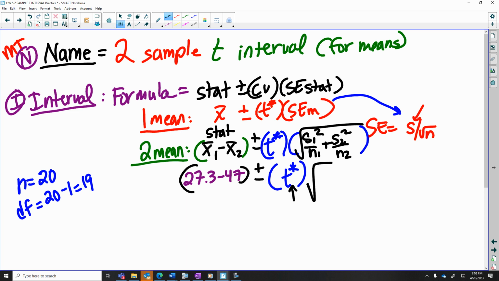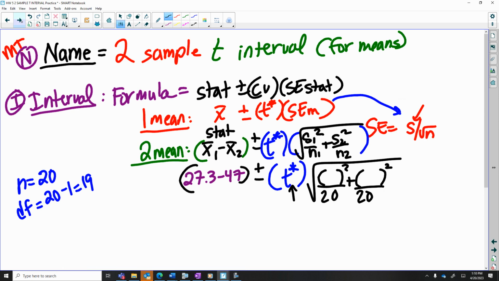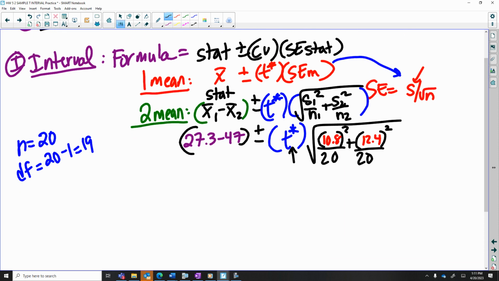Now we're going to plug in the rest. S1 squared over N1, N1 was 20, plus S2 squared over N2. So we just have to look up the two standard deviations here and plug them in. S1 was 10.8 and S2 was 12.4. Once you set this up, we put in our formula and symbols. I'm going to cross out the one mean so we don't get confused.